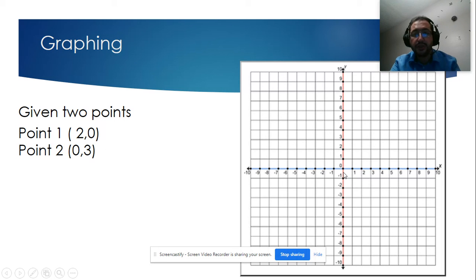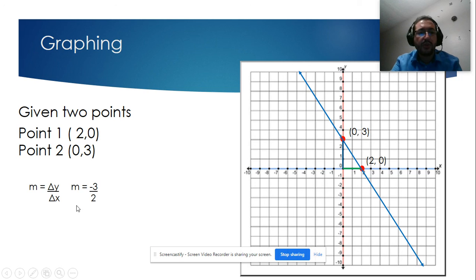We just plot the points like (2, 0) and (0, 3), and draw the line. Okay, and when we have the graph, we can figure out the slope. We can use change in y divided by change in x. In this case, what is the change in y? It will be -3, and the change in x will be 2. So my slope will be -3/2.